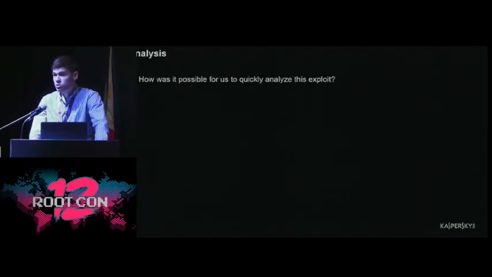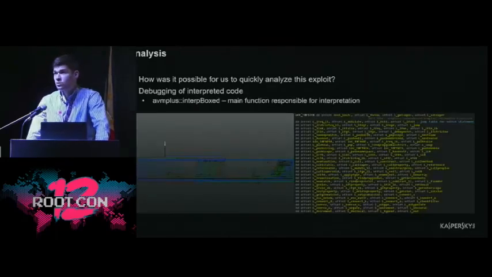So how is it possible for us to quickly analyze this exploit? Debugging of interpreter code is easy, since execution of all interpreter code is performed inside one function called interpbox. It's enough for us to just write a Python IDA Pro script to map our entries in the jump tables to their appropriate opcode names, and then we can just follow the execution.